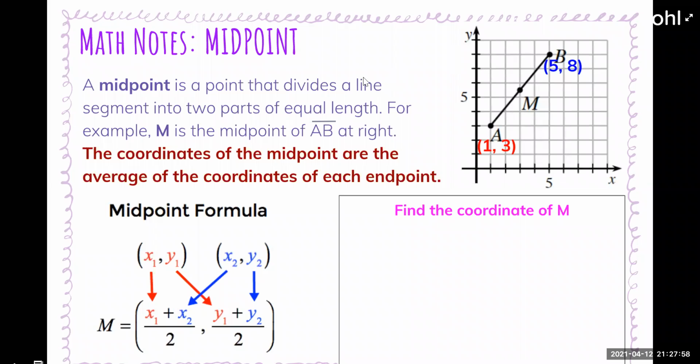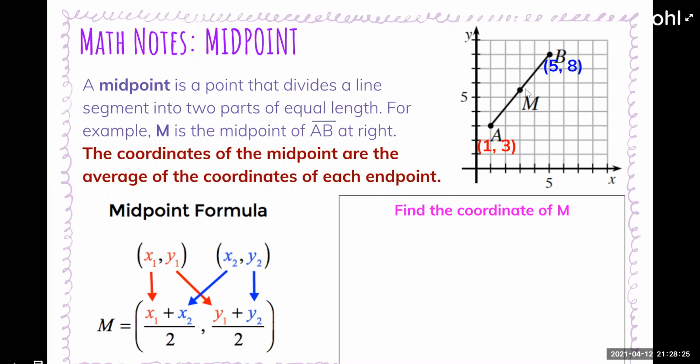All right, math notes on midpoint. So a midpoint is a point that divides a line segment into two parts of equal length. For example, on this segment AB, M is the midpoint. So it's the exact halfway mark, which means that the section AM is the same length as the section MB. So those two halves would be equal.